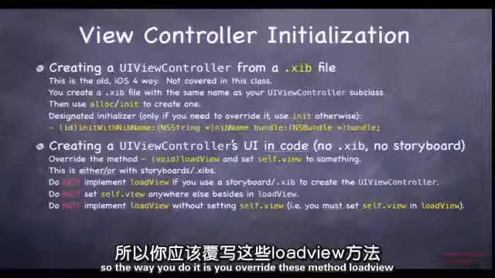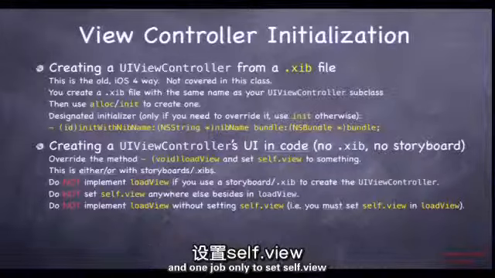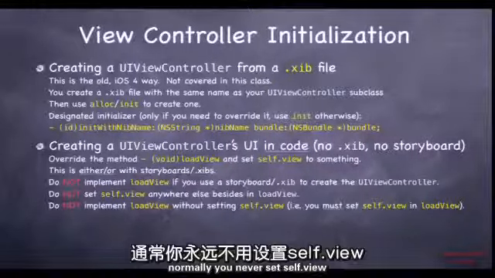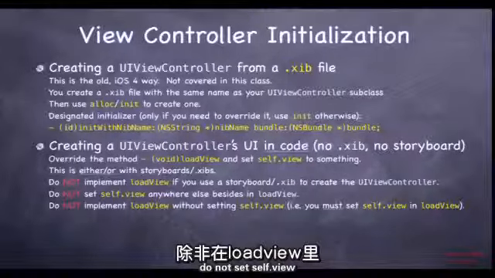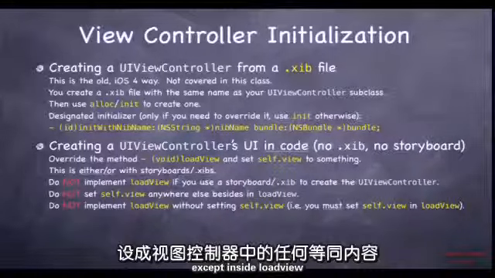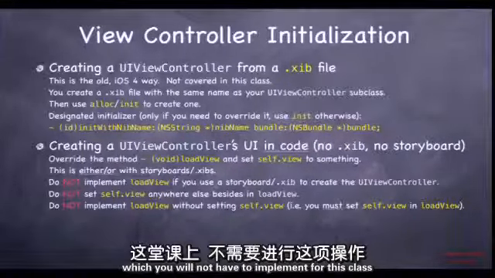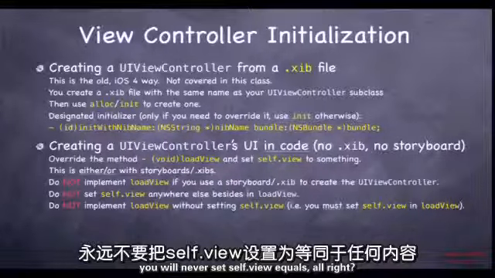So the way you do it is you override this method loadView. The loadView method has one job and one job only, to set self.view. Normally you never set self.view. In fact, I'm going to tell you right now, do not ever say self.view equals anything in a view controller except inside loadView, which you will not have to implement for this class. So in this class, never say self.view equals.